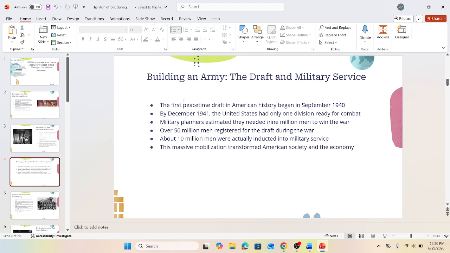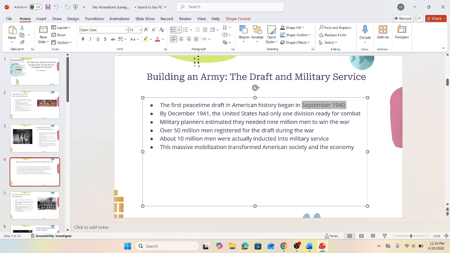Things like that. So building up the army, the draft and the military service, okay? The first peacetime draft in American history began in September of 1940, right? This was a draft to build up the military before we were officially at war. But by December 1941, the United States had only one division ready for combat. Military planners estimated we needed 9 million men to win the war.